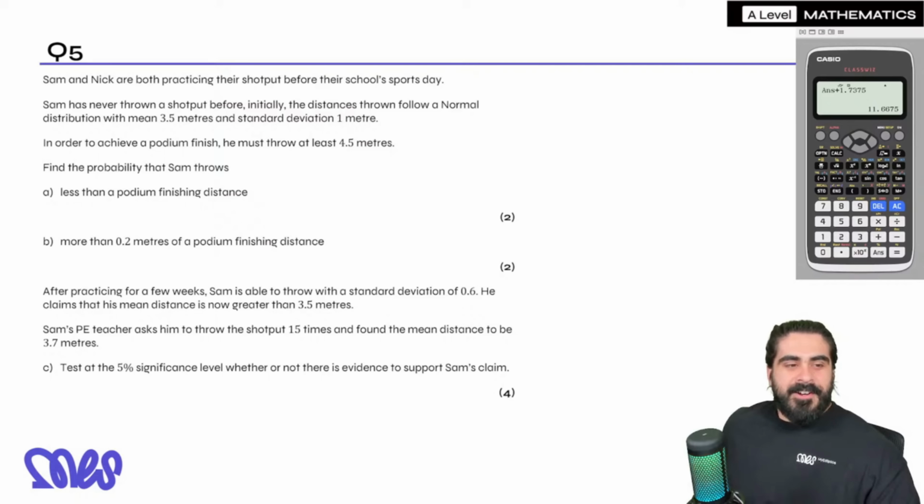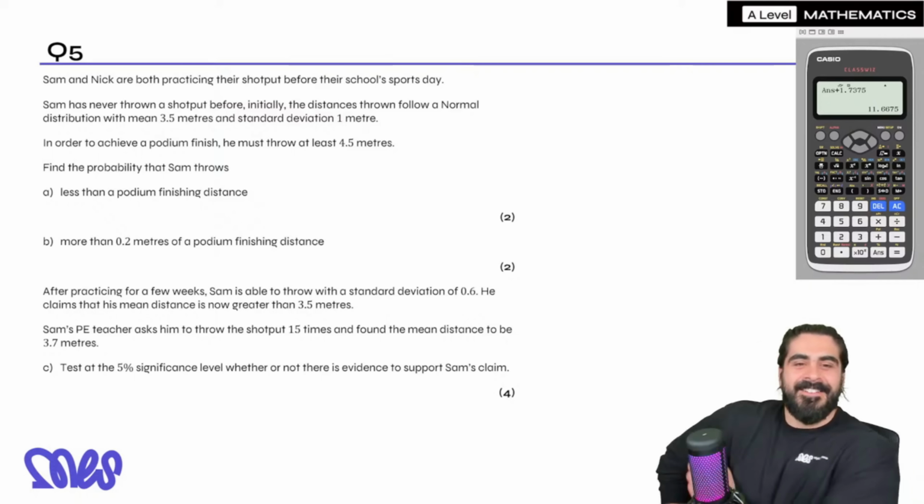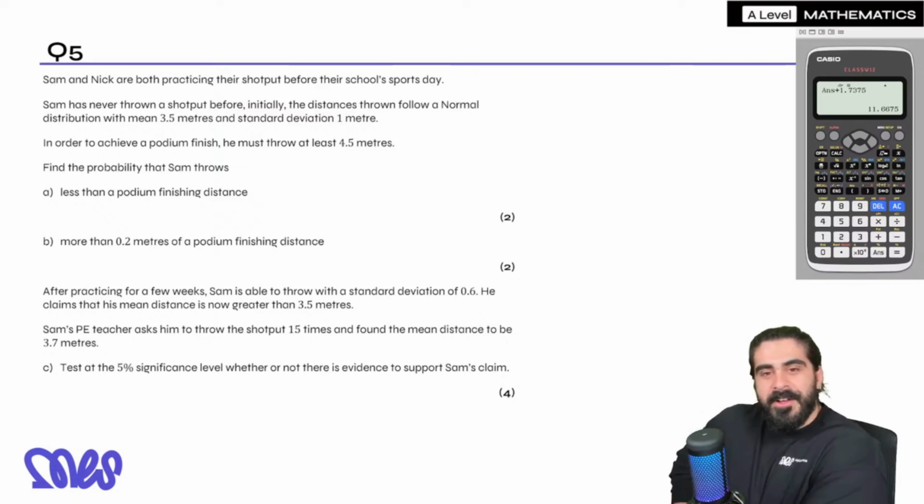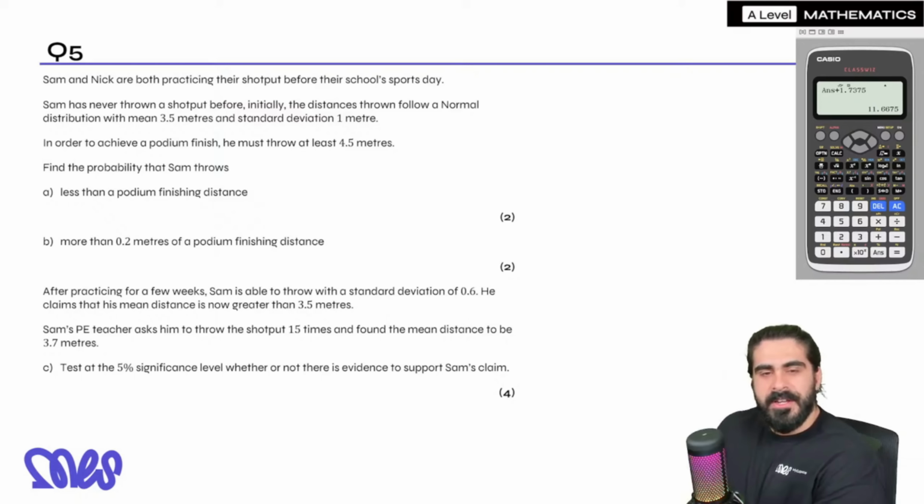Nice. All right, next one says, Sam and Nick are both practicing their shot put before their school sports day. Sam has never thrown a shot put before. Initially, the distances thrown follow a normal distribution with mean 3.5 and standard deviation 1. In order to achieve a podium finish, he must throw at least 4.5 meters. Find the probability that Sam throws less than a podium finishing distance.